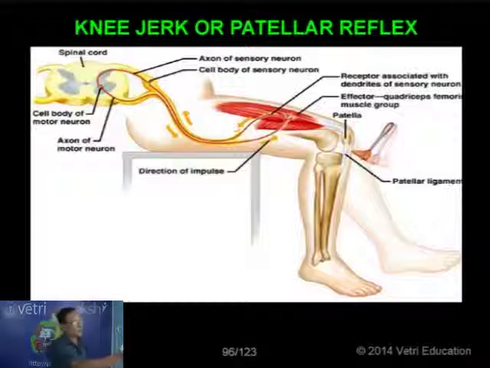So this is the motor impulse, the direction of the impulse towards the quadriceps femoris muscle, which is normally responsible for extending the limb or the leg, and that is called the patellar reflex. These are the two pictures, both are the same without any difference. Somehow the parts have been given in a different manner, that's all.